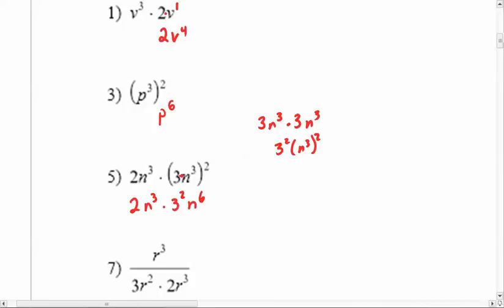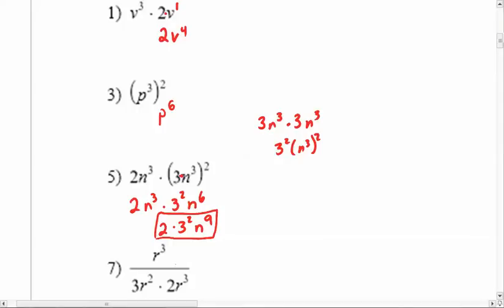At this point, we can go ahead and put the n's together. So I'm going to have 3 squared, and when I multiply n to the third and n to the sixth, I add the exponents. That would be n to the ninth. Now, if it says to leave it in exponent form, then 3 squared n to the ninth is completely fine. Otherwise, you'd have to square the 3, which is 9. That shouldn't be a problem, but we'll just leave it in the nice exponential form for now.